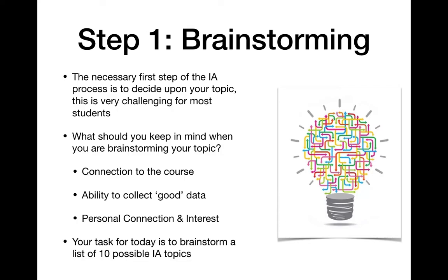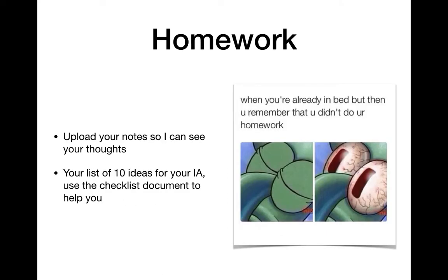Your task right now is to figure out 10 possible IA topics and write down your notes, and I will give you feedback on those. Over the course of this week, we'll eliminate it down to a top 3 based on what we're learning about experimental design. Your homework is to upload the notes, so I can see your thoughts, if we're doing the half and half, split page note taking, and include a list of your 10 ideas for your IA. Use that checklist document to help you ensure you're making good choices.